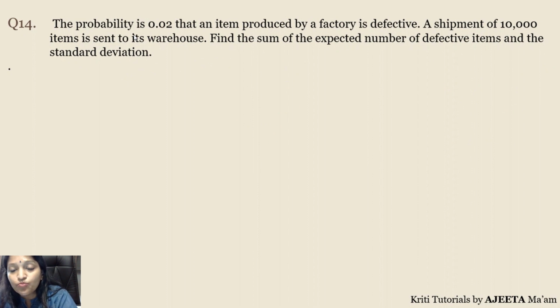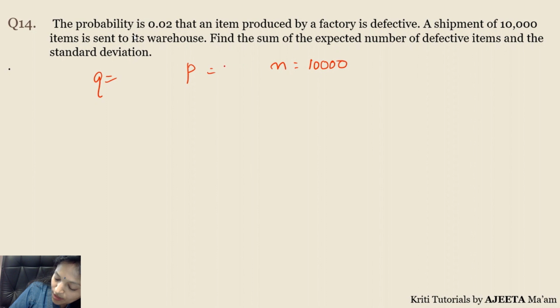The probability is 0.02 that an item produced by a factory is defective. Shipment of 10,000 items is to be sent to its warehouse. Find the sum of the expected number of defective items and the standard deviations. Now let's find the mean first. So let's write the initials first. So Q, P and N. So N is 10,000. P will be what? 0.02. That is, I can write 2 by 100. So your Q will be 98 by 100.